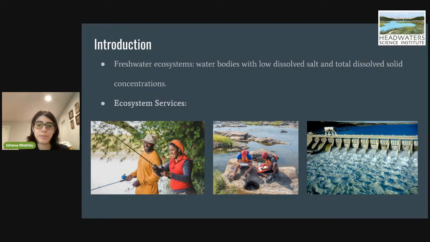So freshwater ecosystems are defined as water bodies with low dissolved salt and total dissolved solid concentrations, and they are important in several ways. For example, they provide us with multiple ecosystem services, including water supplies, flood protection, food, raw materials, recreational services like fishing, energy, transportation, maintenance of high water quality, and finally, aesthetic and educational benefits. They also mitigate climate change by acting as carbon sinks. Finally, they host tremendous biodiversity, which is vital to ecosystem resilience as well as human survival and well-being.